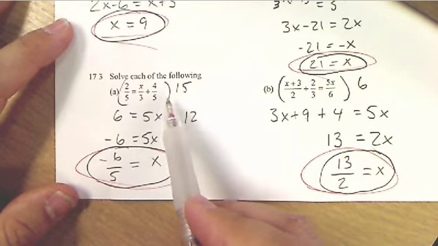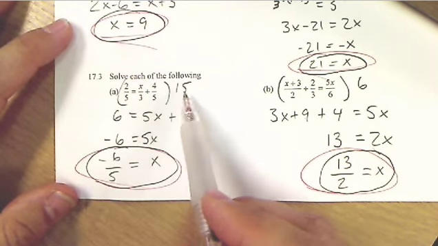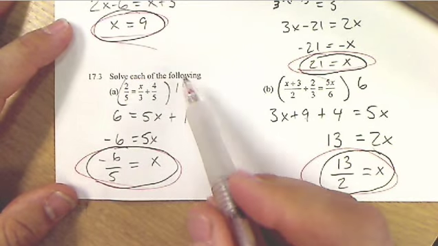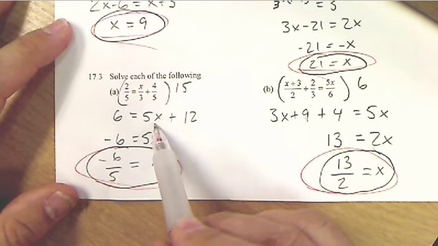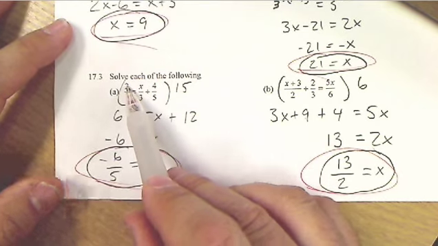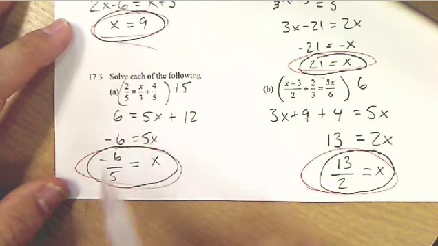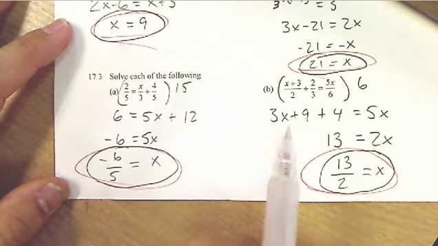This equation has a fraction in it, so I like to multiply by the common denominator to get rid of those fractions. It's just 15 times 4 divided by 5 is 12. 15 times x divided by 3 is 5x. 15 times 2 divided by 5 is 6. And then you solve it like a regular equation.